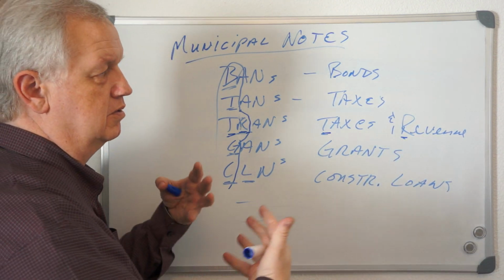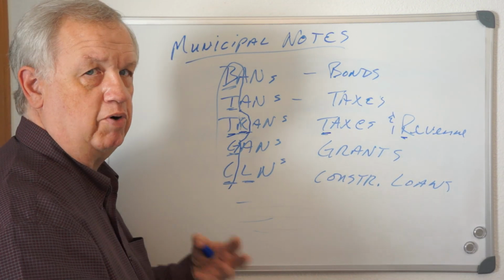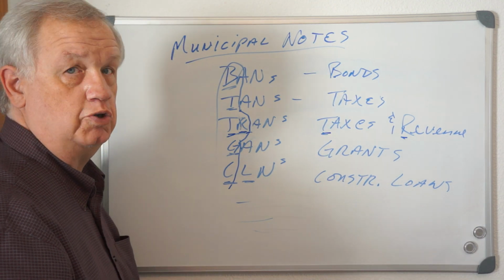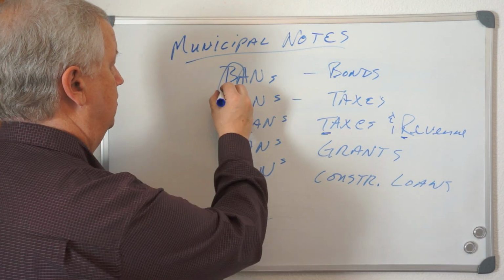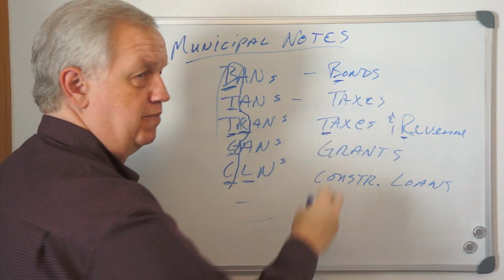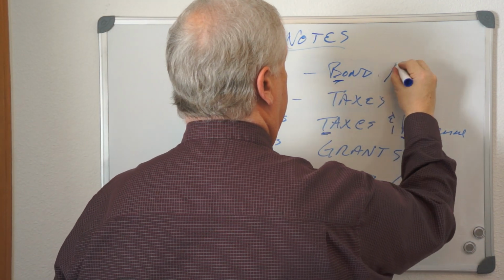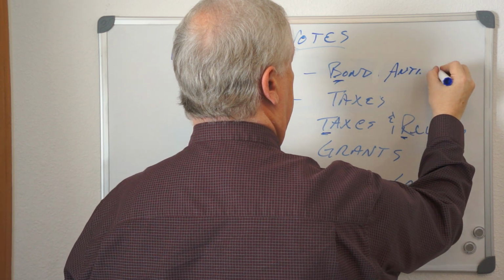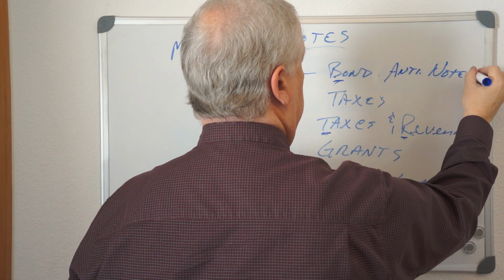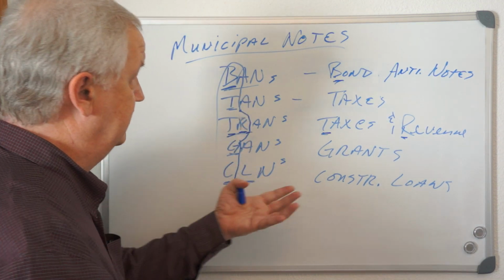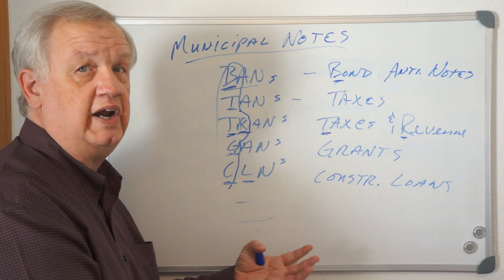What if the project is going to be funded by bonds, but they want to start it faster? What municipal note, short term, should they issue? BANs. It's going to be replaced by bonds. Bond anticipation notes. BANs. Forget about the AN. That's anticipation notes. They expect money to come in.